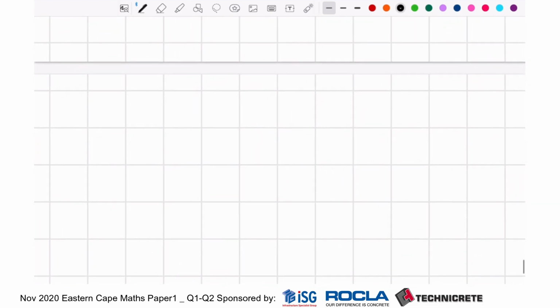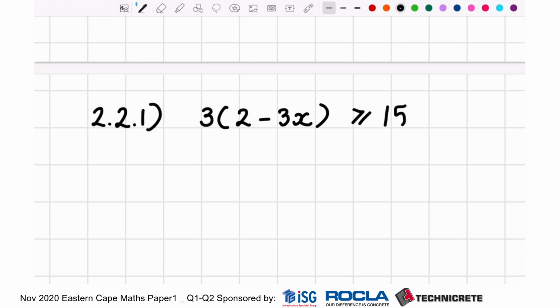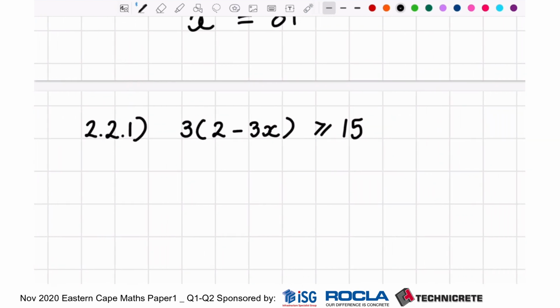All right, this is 2.2.1. We've been asked to simplify the following: 3 times (2 minus 3x) is greater than or equal to 15. There are two ways that you can do this. I'm going to do the first by distributing the 3 into the bracket. So I'm going to have 3 times each term. So 3 times 2 is 6, and 3 times negative 3x is negative 9x, greater than or equal to 15.